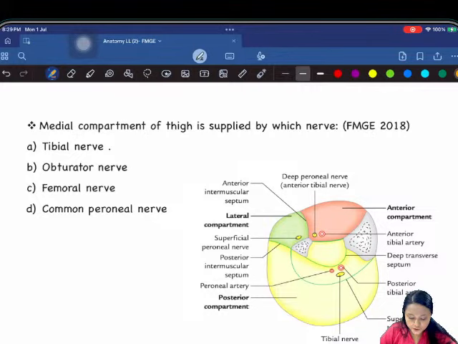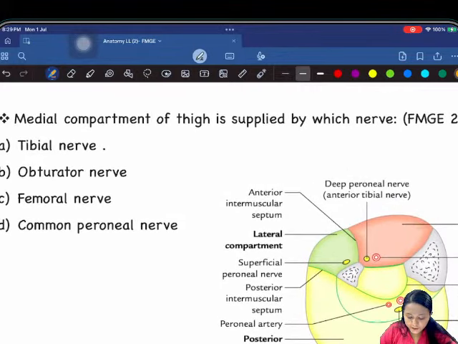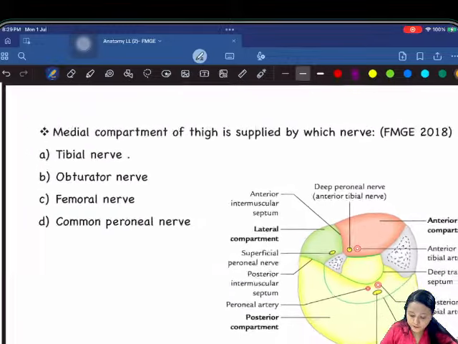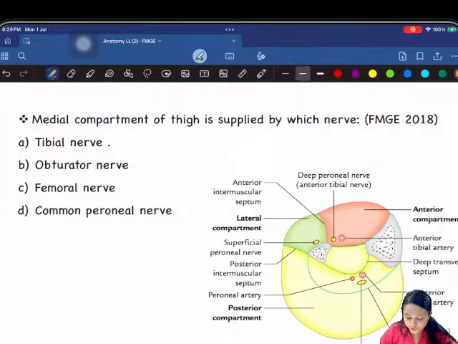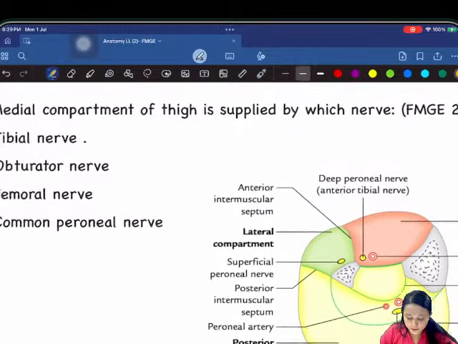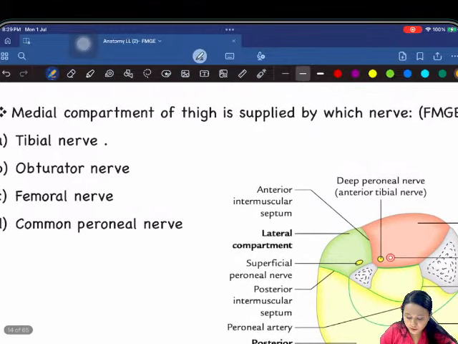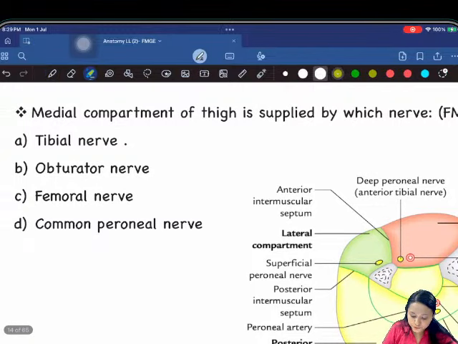Now, if a question comes asking what supplies the medial compartment of the thigh, this is a thigh question, not about the leg. Remember this; I will come back to you at the end. The medial compartment, the adductor compartment, which nerve supplies it? We already discussed it yesterday. You just think about it, and we'll come back to discuss it at the end.